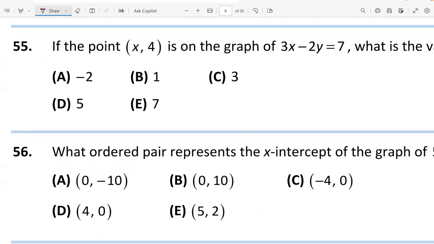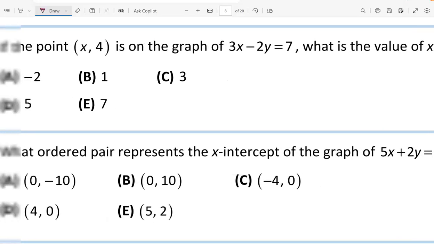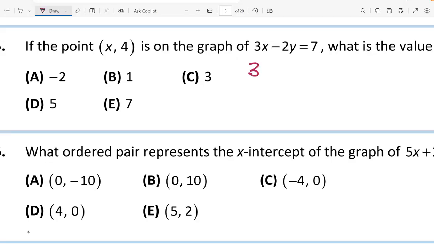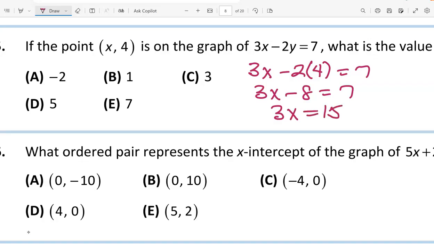In number 55, the point x comma 4 is on the graph of 3x minus 2y equals 7. What is the value of x? So we can replace the y with 4 and then just solve for x. 3x minus 8 is equal to 7. Adding 8, 3x is equal to 15, and x is 5.